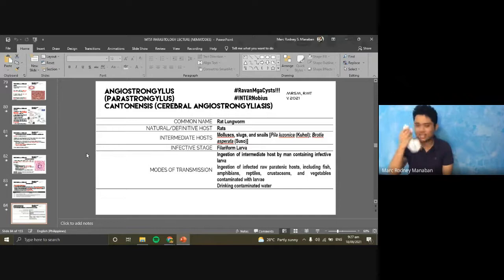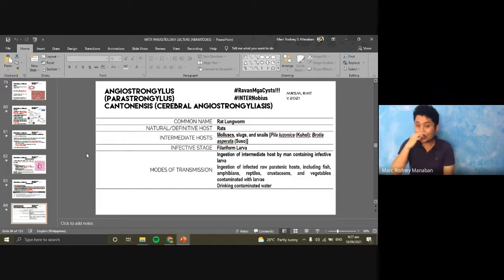Now, this Angiostrongylus cantonensis or Parastrongylus cantonensis causes cerebral angiostrongyliasis. All right. Excuse me, allergies. Now, the common name, as you can see, is rat lungworm.